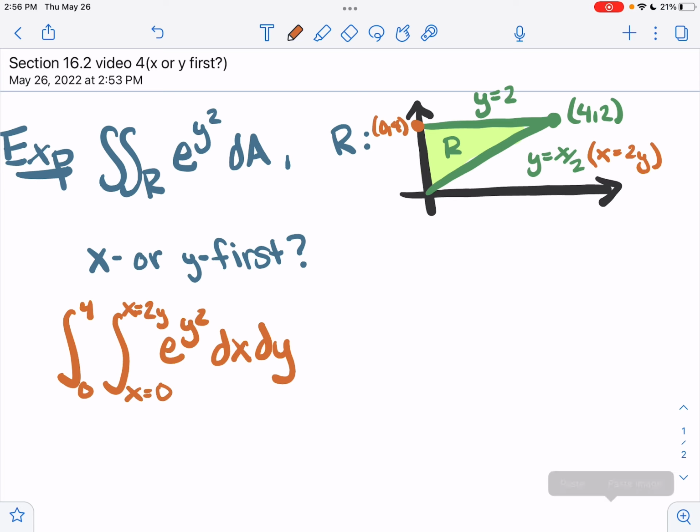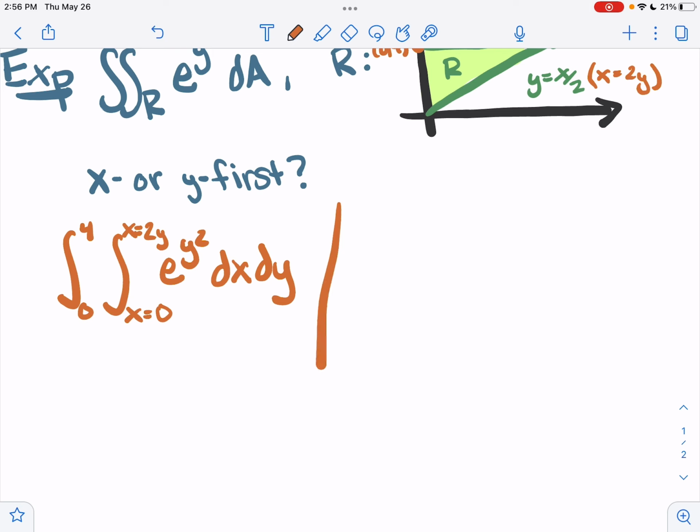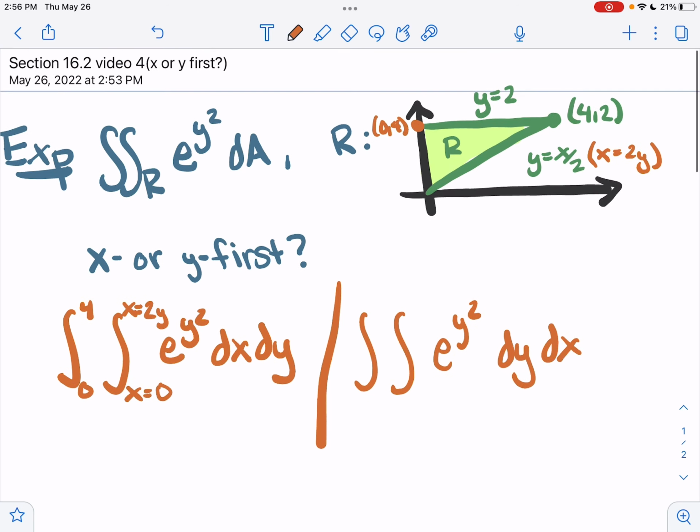And the other way we could do this is y first, the integral of e to the y squared dy dx. If we do it y first, then we have a function y equals x over 2 up to y equals 2. And I knew I did something wrong. That's a 2 in the upper endpoint here. Y is only going up to 2. Something felt wrong when I was saying that. Okay, feel better now. And x in this case is going from 0 to 4.